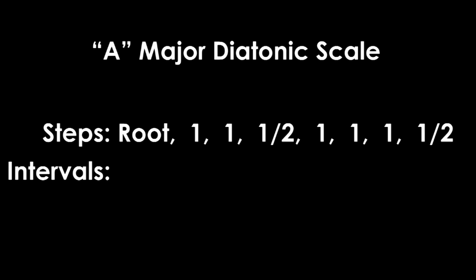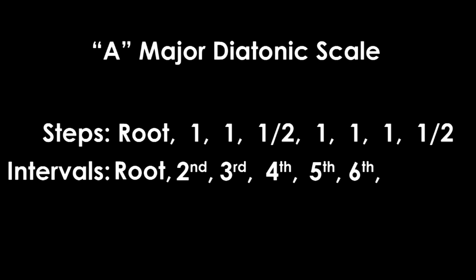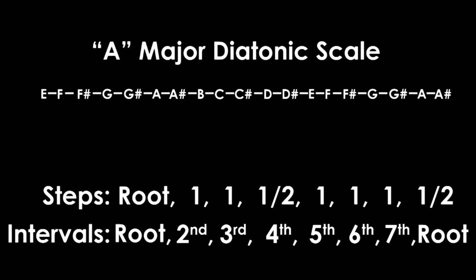Now each of these intervals has a name with respect to that root note. They are the root note, the second, the third, the fourth, the fifth, the sixth, the seventh, and then we go back to the root note again. So now let's look at an A major diatonic scale as an applied example. Using the step formula, we build the scale. We have the root note of A, a whole step B, a whole step C sharp, a half step D, a whole step E, whole step F sharp, whole step G sharp, and the half step takes us back to the root note again of A.